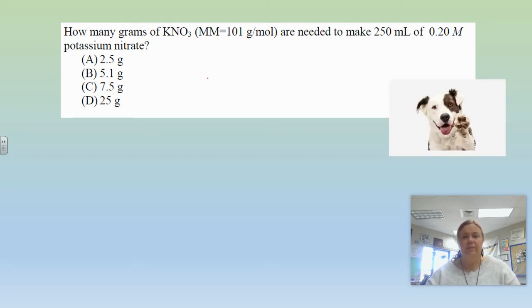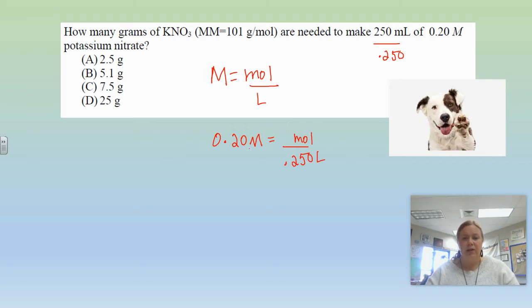Okay, let's see what we've got here. We're going to use our good old molarity equation. Molarity equals moles over liters. So we know our molarity is 0.20 moles per liter. And we have to put the volume in liters. So we take 250 milliliters to liters, and we're going to move our decimal. So we'll have 0.250 liters. And we're going to calculate our moles. So we're just going to multiply 0.25 times 0.20, and we're going to get 0.05 moles. But our question is how many grams?